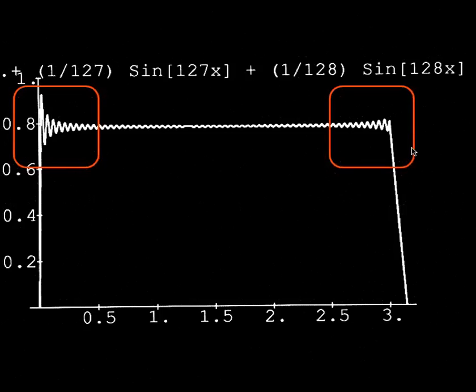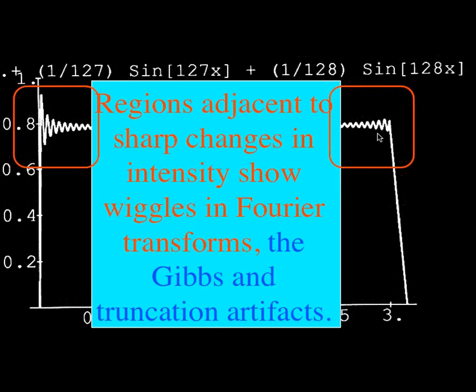Now we'll come back to this, and I'll say it again in a minute. Okay, but let's notice here that we have these wiggles adjacent to sharp margins. Now these wiggles are caused by two different things, but they're often confused into one in radiology. They're often called truncation artifacts.